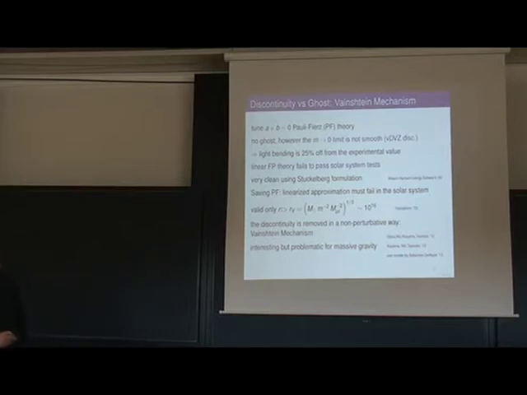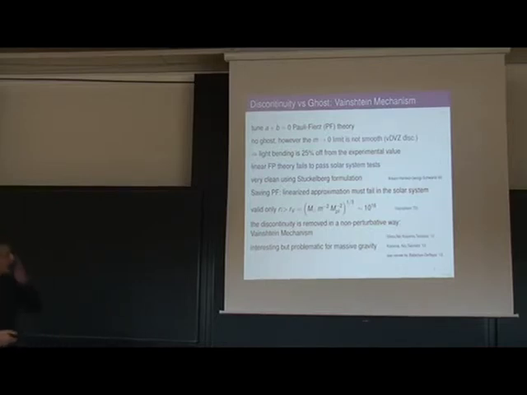Now, when you do that, the m to zero limit is not smooth, in the sense that, for instance, when you compute the light bending from the sun, you get that you are 25% off from the experimental value and also from the GR prediction, because the extra degrees of freedom give a new contribution that is not cancelled when you go to m equals 0. This mechanism has been understood by Schwartz. So there is an extra degree of freedom that is not really decoupling when m goes to zero.